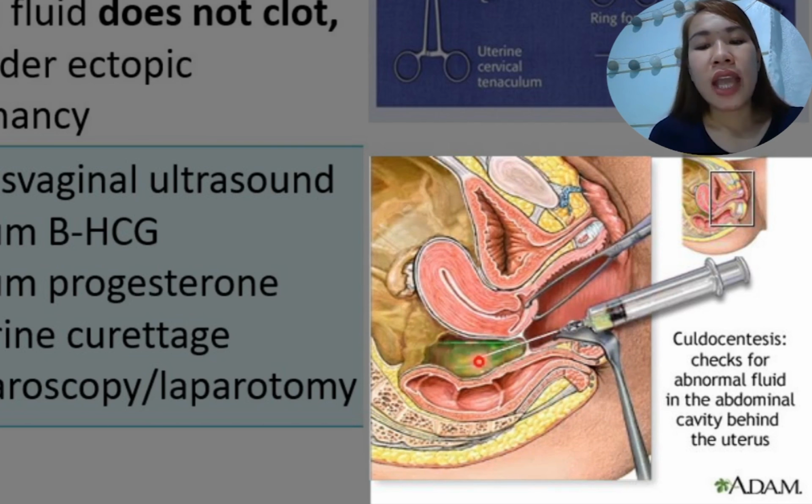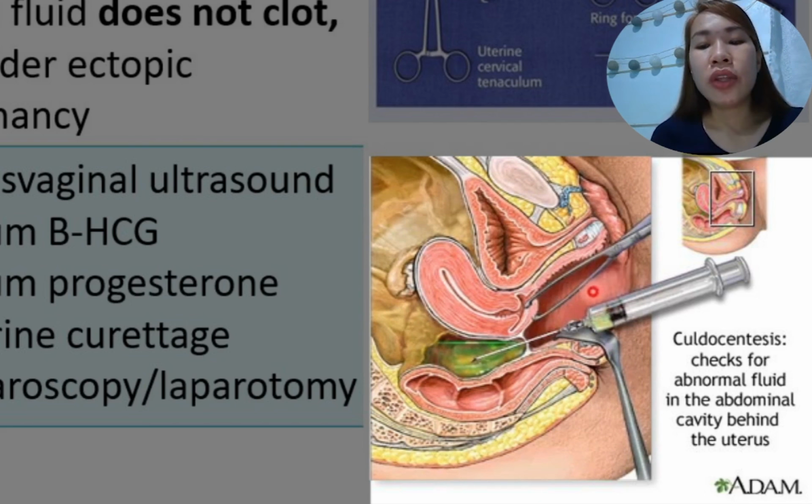Here is the accumulation of fluid. Normally, no fluid is located in here. So if there is bleeding, it will accumulate on the posterior portion. It will pull on the posterior portion and it will cause bulging of the posterior fornix.